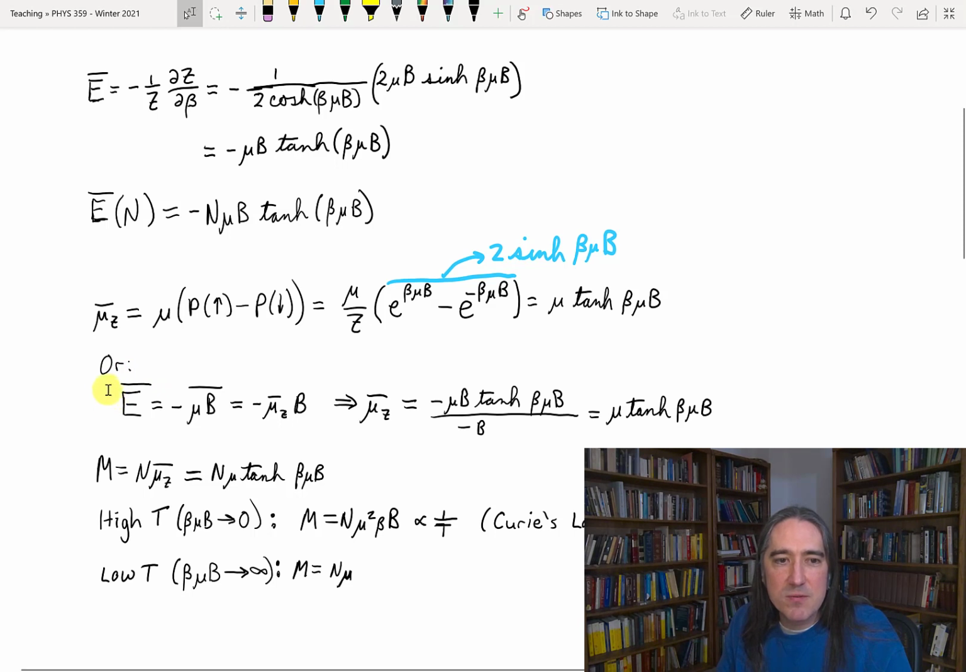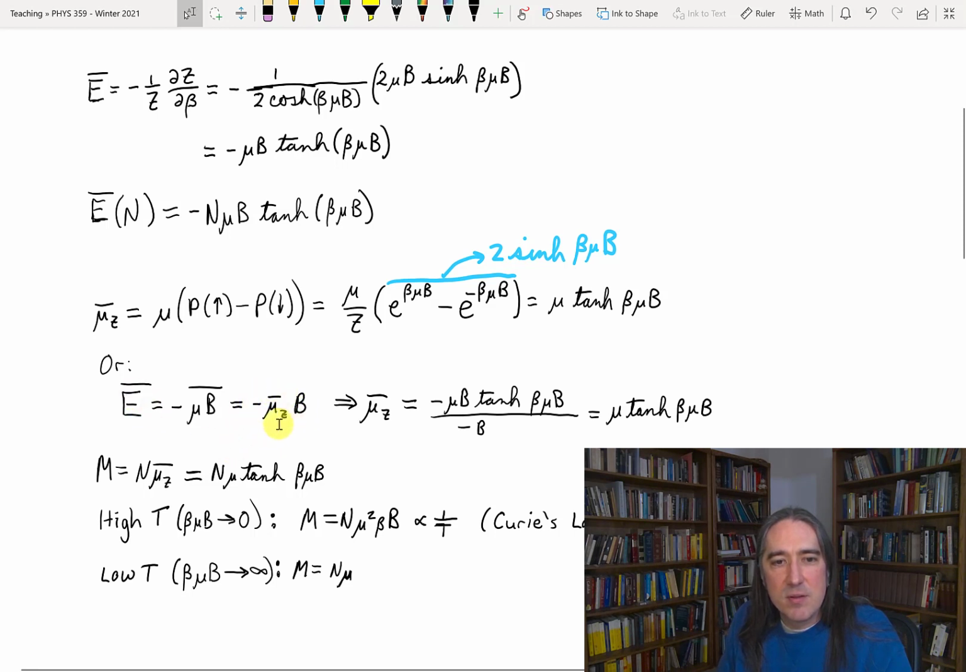And that is to observe the average energy is, well, energy is minus μB, so the average energy is the average of minus μB. But B is just a fixed thing, right? We've got this z direction magnetic field, its magnitude is B, that's not changing. So really the only averaging is over the dipole, and since B points in the z direction, it's going to be the average of μ sub z.